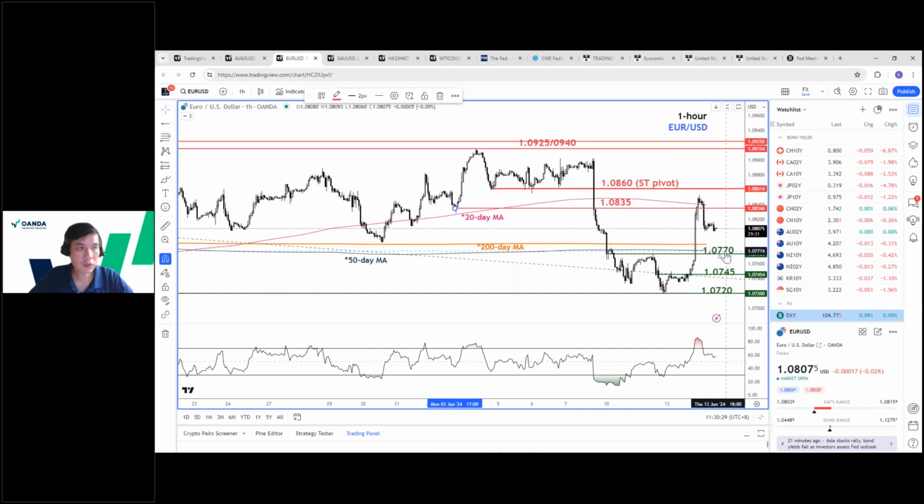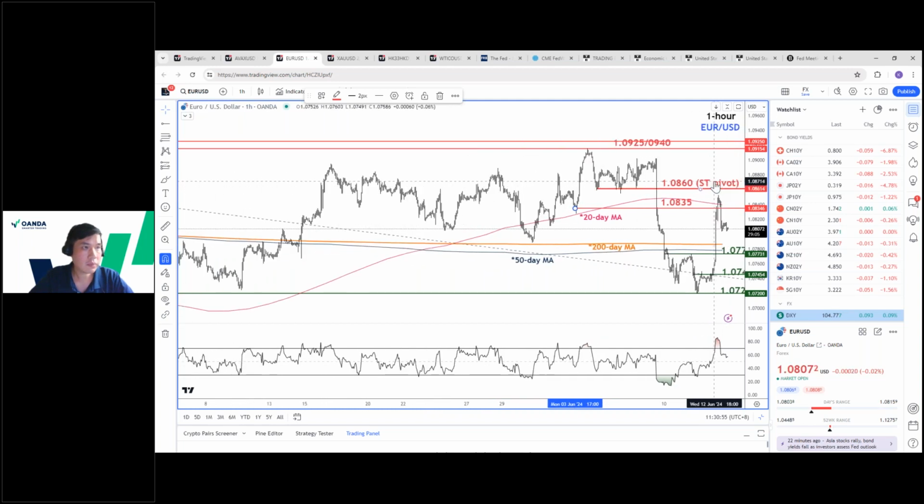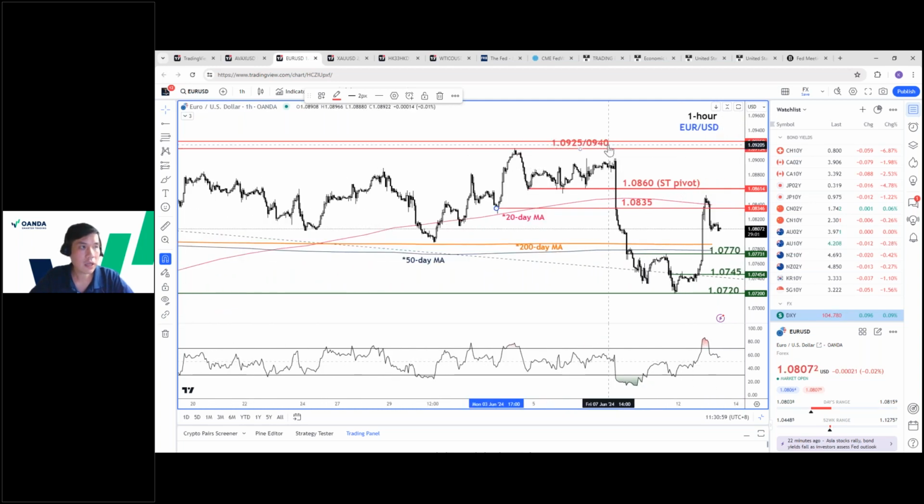Near-term support level to watch will be at 1.077. Breakdown below it exposes 1.0745. All right, these are the two near-term support zones to watch. However, if we see an hourly close above 1.0860, then potentially we could see the extension of this rebound to expose the next near-term resistance at 1.0925 / 1.0940. All right, so that's the euro dollar.